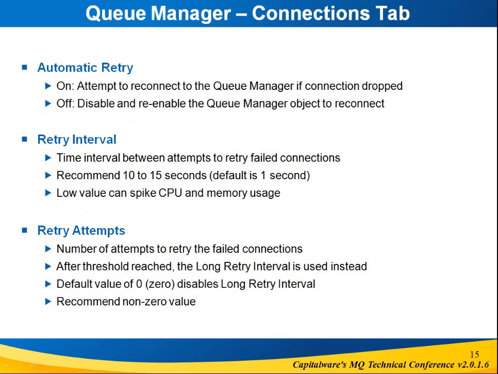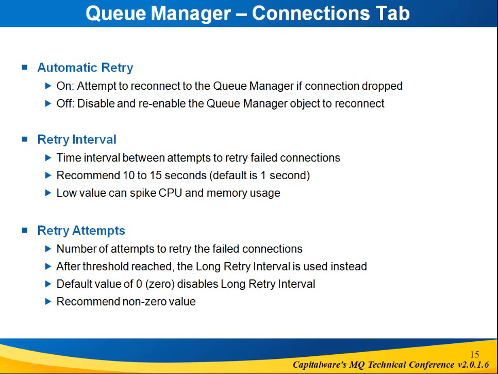Automatic retry. If the connection from the Queue Manager Connection Object to the Queue Manager itself is dropped in some fashion, you can check this radio button on, which says I would like to automatically reconnect to that Queue Manager if the connection is dropped, or turn it off, which means that it's not going to automatically retry, which means that some human being has to come in and disable and re-enable the Queue Manager object in order to establish the connection again.